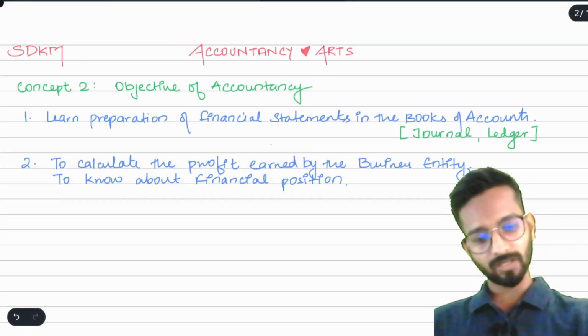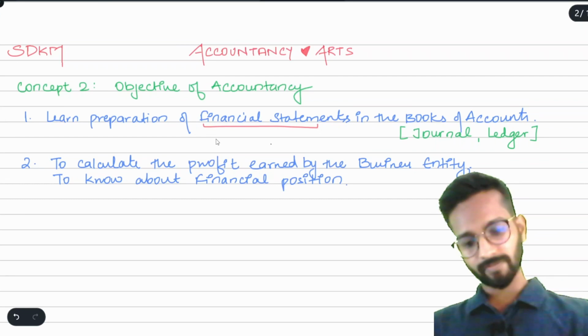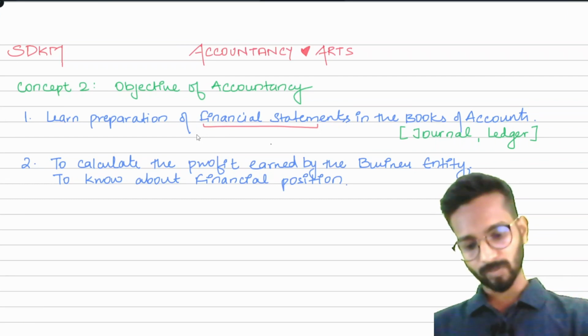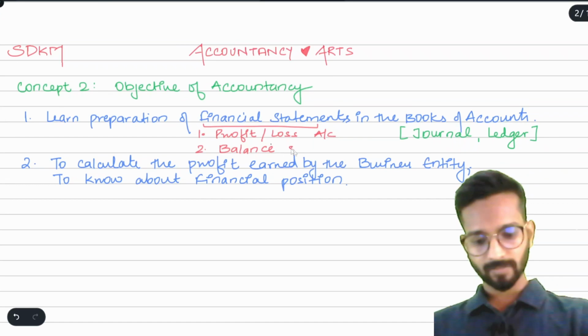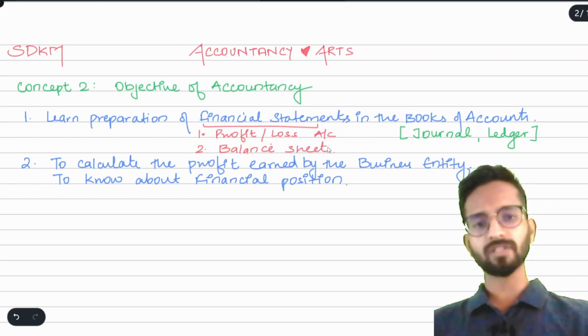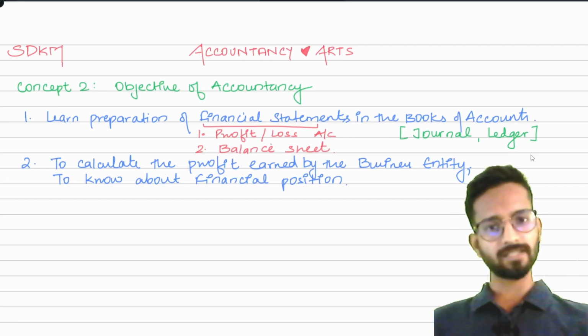Now we have to learn another important word here, that is financial statements. What is the financial statement? Be very careful. Financial statements are: number 1, profit or loss account, and number 2, the balance sheet. We will learn and discuss these in our further videos. Okay, journal and ledger will be discussed in series 2.